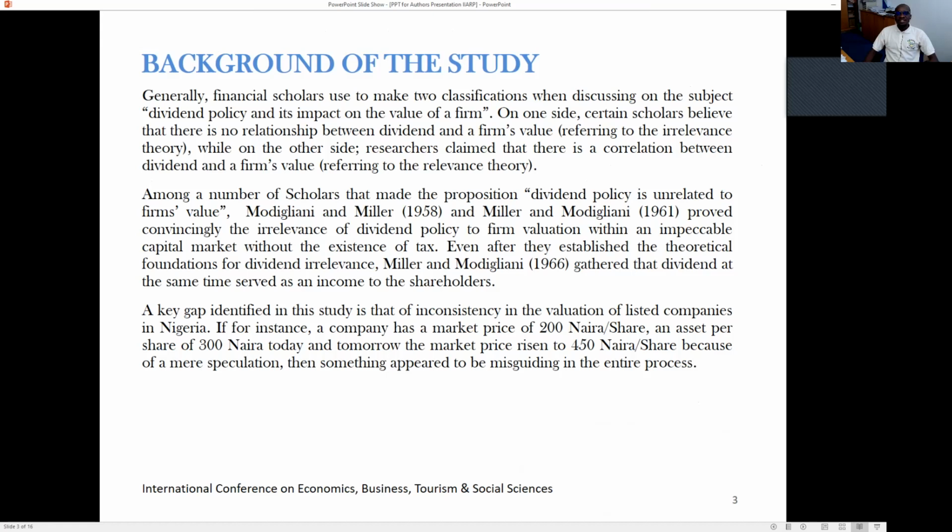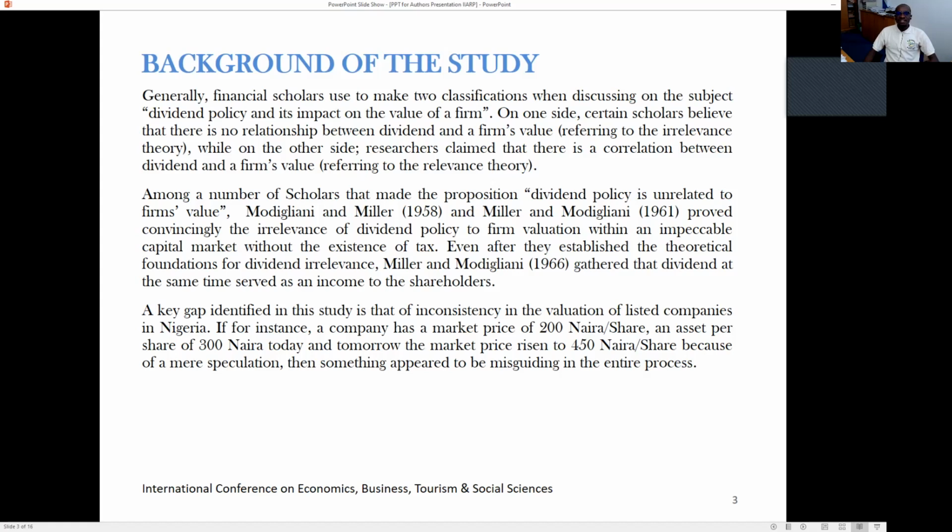Among a number of scholars that made the proposition that dividend policy is unrelated to firm's value, Modigliani and Miller in 1958 and 1961 proved convincingly the irrelevance of dividend policy to firms' valuation within an impeccable capital market without the existence of taxation in their analysis. Even after they established a theoretical foundation for dividend irrelevance, Modigliani and Miller in 1966 further gathered that dividends at the same time serve as an income to the shareholders, which gives an indication that there may be some degree of relationship between dividends and market price.